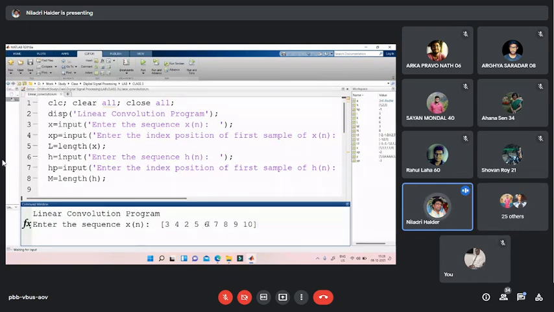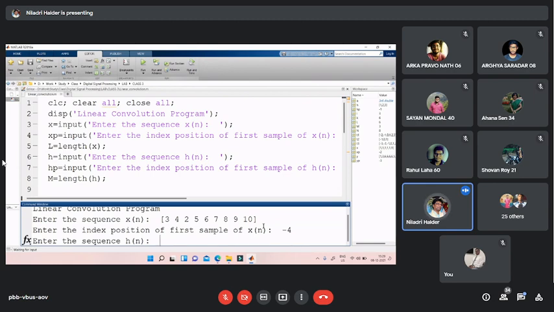In that given sequence, one position gives you the 0th position. Obviously, whenever the problem is given, the 0th position will be mentioned, so automatically you will come to know the initial position. If this is your 0th position, then -1, -2, -3, -4. So the initial index position is -4. So for enter the index position for the first sample, that will be minus 4.